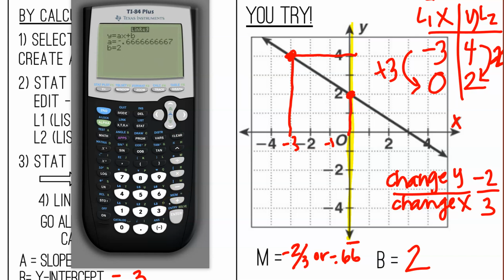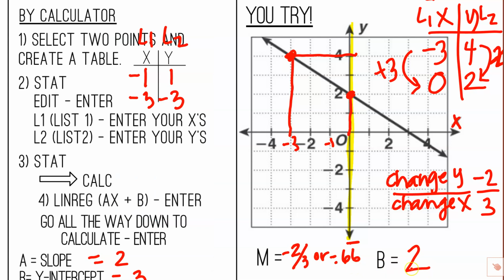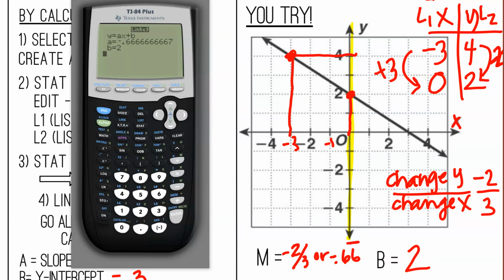So is that what I got? Remember, A is the same thing as M. For A, I got -0.6 repeating, and for my B, I got 2. B is always going to be 2, guys, so that one never changes.